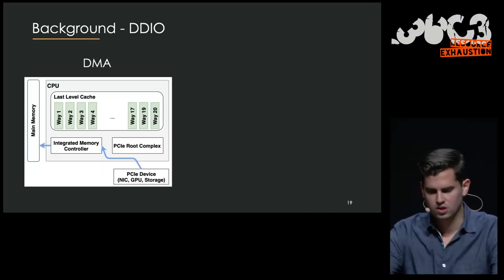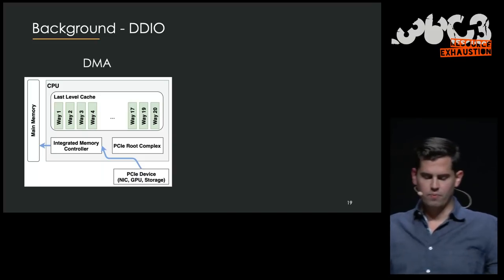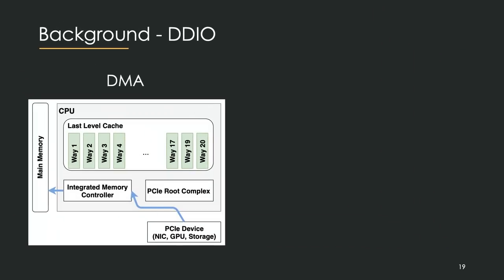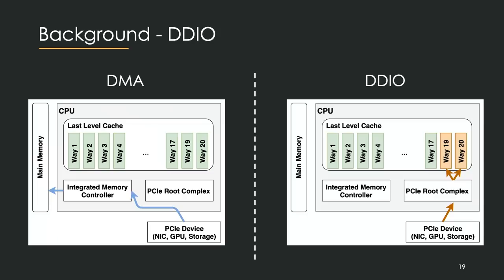One of the key technologies is DDIO. But first, I want to talk about DMA, because it's the predecessor to it. DMA is basically a technology that allows your PCIe device, for example the network card, to interact directly with main memory without a CPU interrupt. So, for example, if a packet is received, the PCIe device can just put it in main memory. And then when the application wants to work on that data, it can fetch it from main memory. Now with DDIO, this is a bit different.